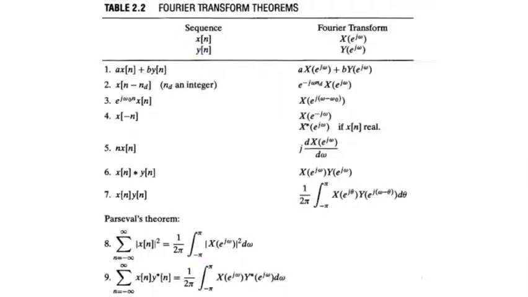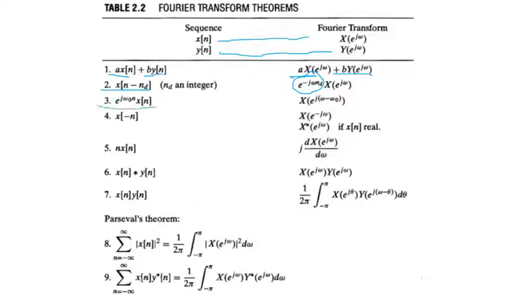And these are the Fourier transform theorems. If the Fourier transform of x of n is X of e raised to the power j omega, and the Fourier transform of y of n is this, then if there is scaling of x of n, we will have scaling in the Fourier transform. Scaling with y gives scaling with the Fourier transform of y. If we have a shift in the signal, we will have a complex exponential. With a shift of n d, we will have e raised to the power minus omega n d.